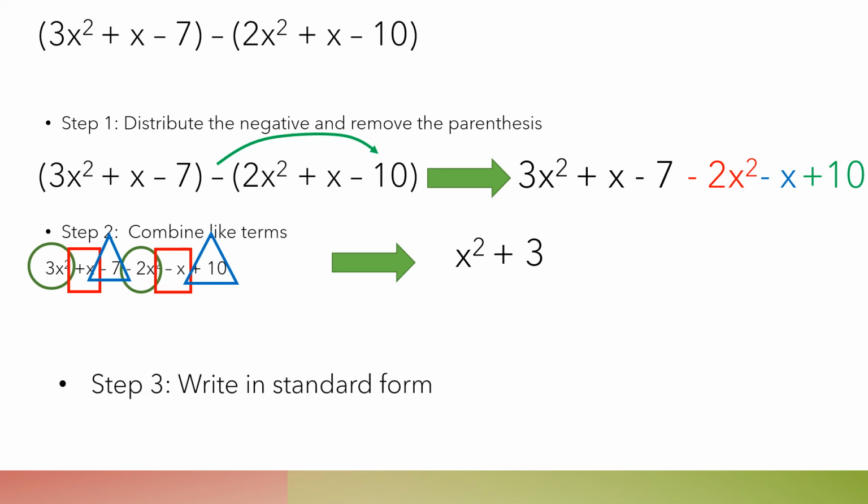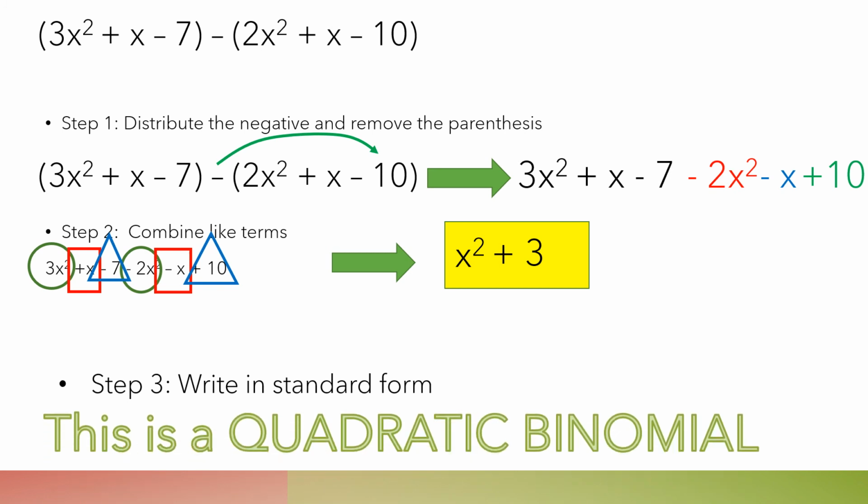Just like before, you want to make sure you write it in standard form. This is already in standard form. The highest exponent is x squared down to the constant term. So this here would be your final answer. And this is also a quadratic binomial. So go ahead and answer the questions and see how you do on this.